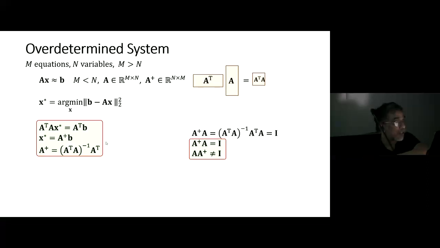And this is the expression for the pseudo-inverse. This is when A is a tall matrix. You can verify yourself that A pseudo-inverse A equals the identity matrix. A pseudo-inverse A is the identity matrix. But A A pseudo-inverse is not an identity matrix because it cannot be full rank.